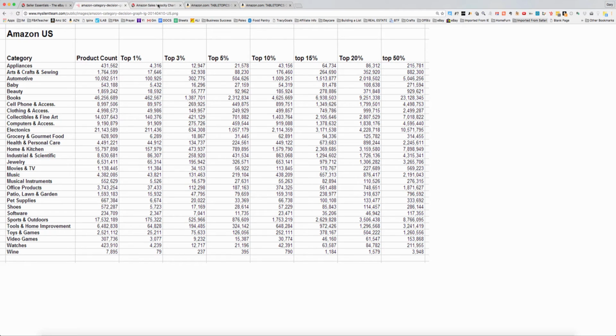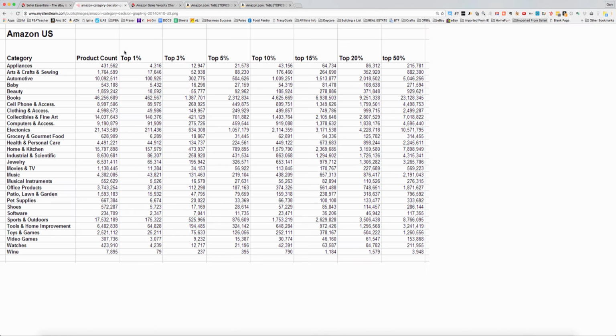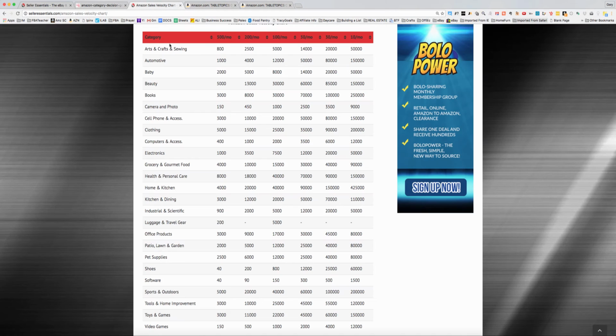So what I did is I created this new chart that is a sales velocity chart, which gives you a little bit more information that helps you make better buying decisions. Instead of saying, okay, in arts and crafts and sewing, 17,000 means it's in the top 1%, that's great, but we really don't know what that means. And that's what the sales velocity chart is going to help us to understand. What does a 17,000 rank mean besides it's in the top 1%?